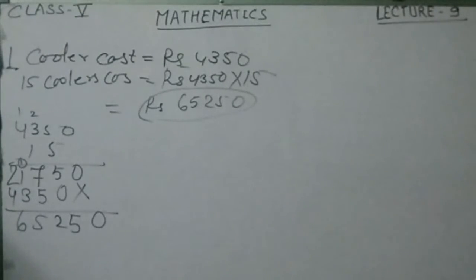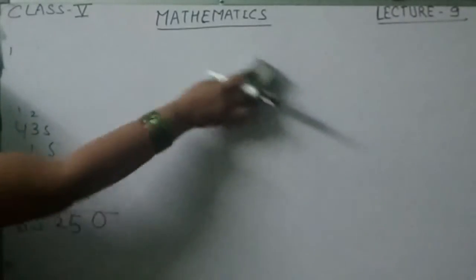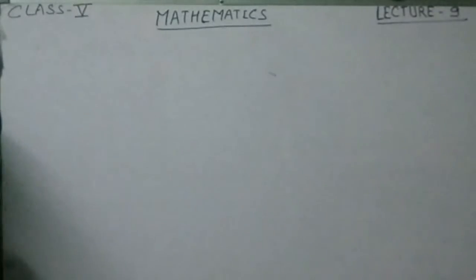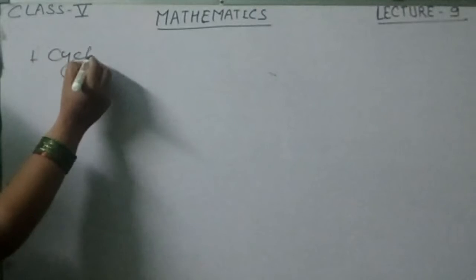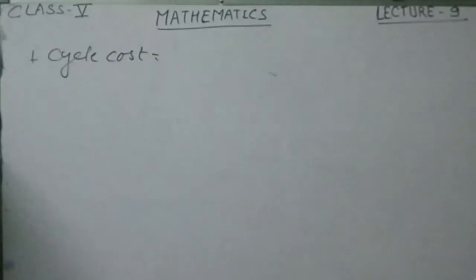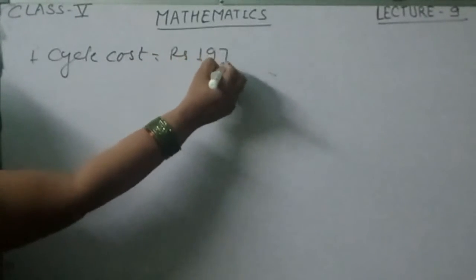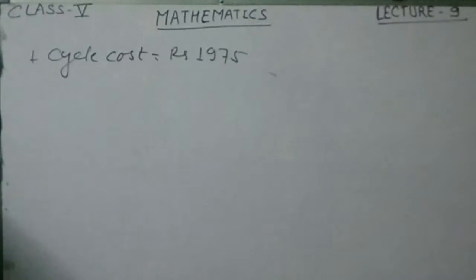In the same way, here the cost of one cycle is given. Another example I will take from your book. See, what is given here? One cycle costs 1,975 rupees. Okay. Then, if there are 217 girls in a high school and each child is given one cycle, find the total amount required for purchasing the cycles.